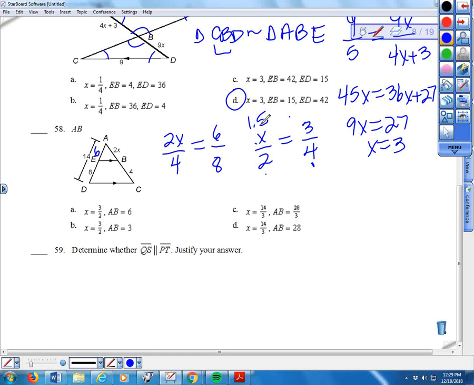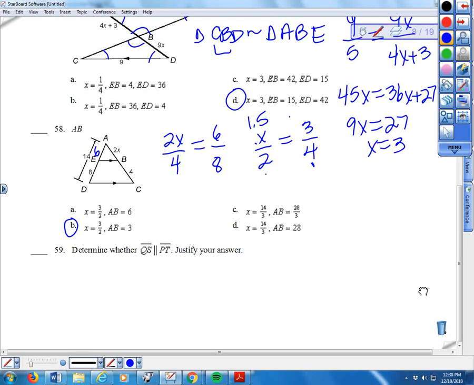Did I do something wrong here? Anybody get this one? Two x's to 4 as 6's to 8. I get x to be 3/2. They want to know what, oh, AB. I was doing AC. Sorry. AB, 3/2 times 2 is 3. So it's this one.